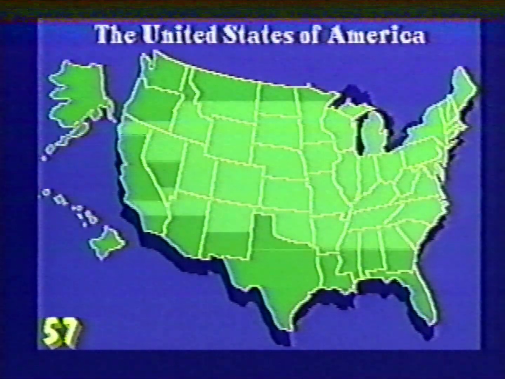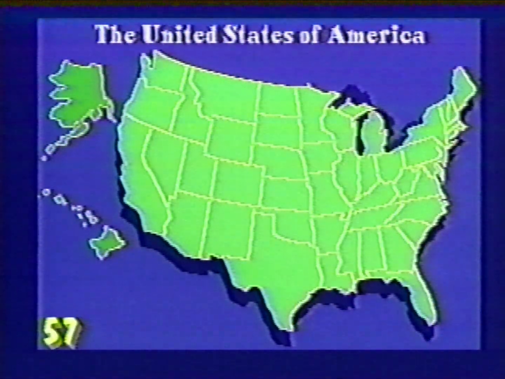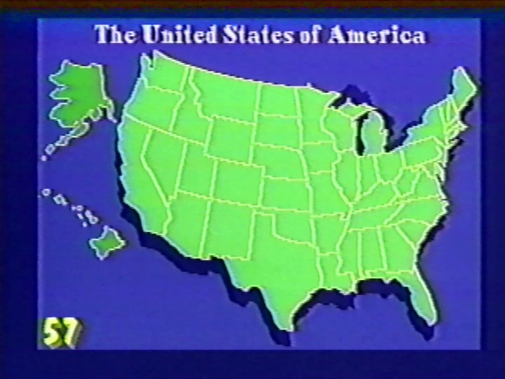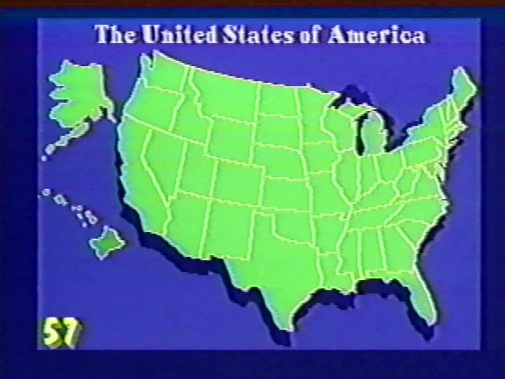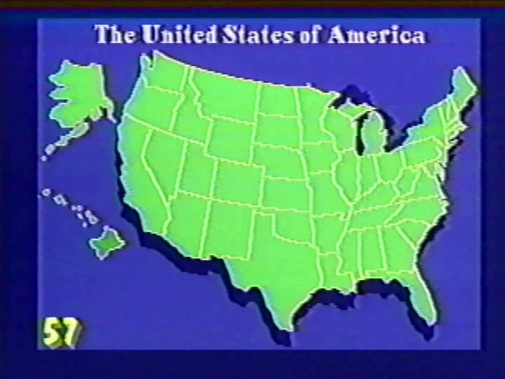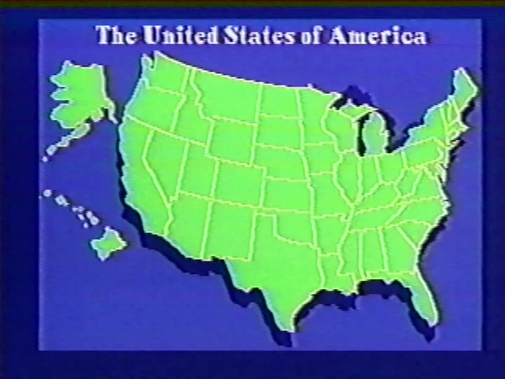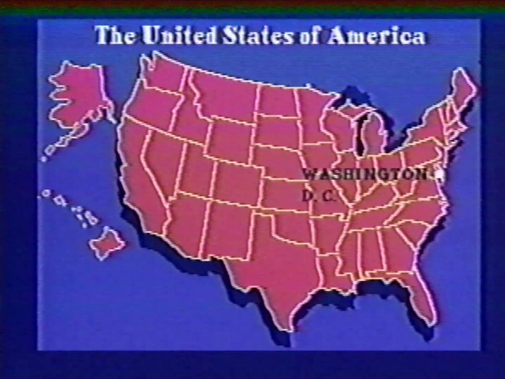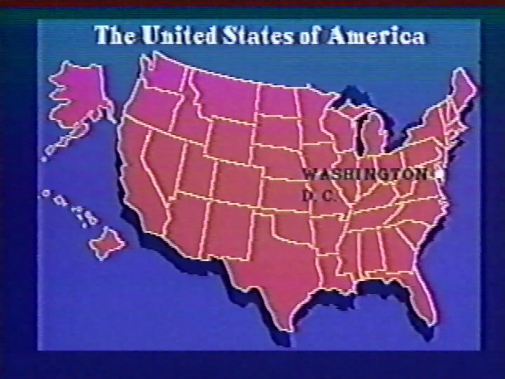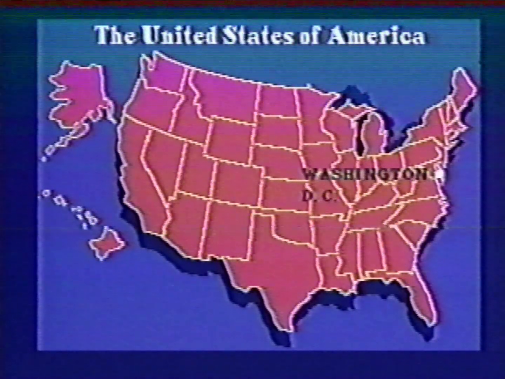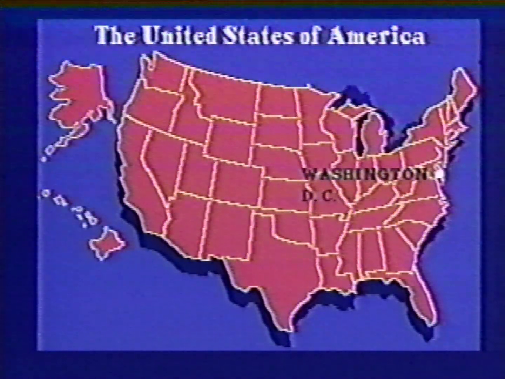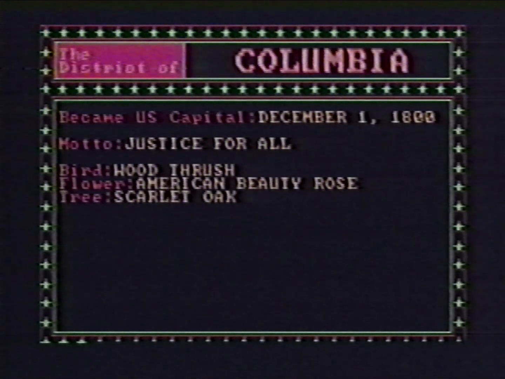The United States of America, formed on July 4th, 1776, and named after Amerigo Vespucci, one of the discoverers who sailed with Christopher Columbus in the 15th century. Beginning with the original 13 colonies, 200 years of westward expansion and settlement have increased it to include our 50 states today. The capital of the United States is Washington, D.C., the District of Columbia.